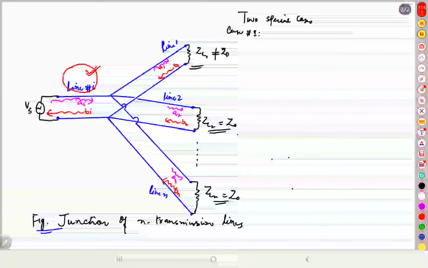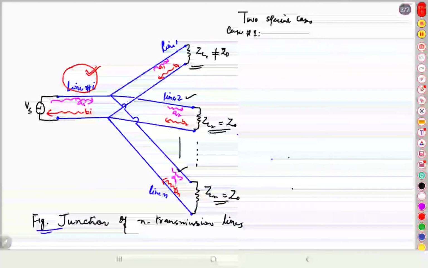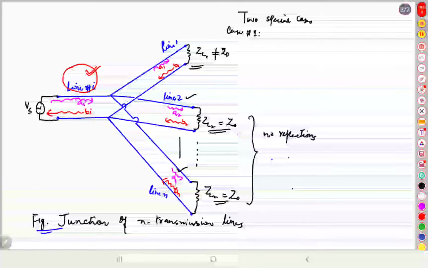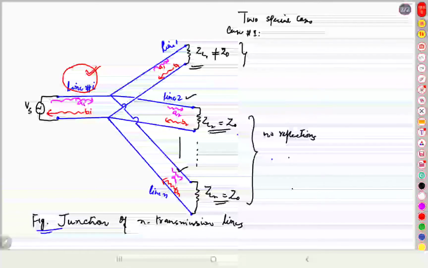Since line 2 up to line n are connected at characteristic impedances, there won't be any reflections from line number 2 to line number n. Reflections would be only because of line number 1.